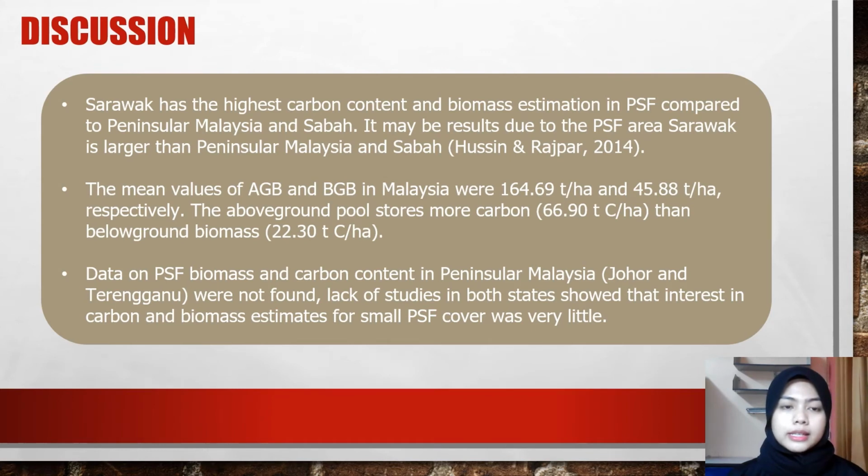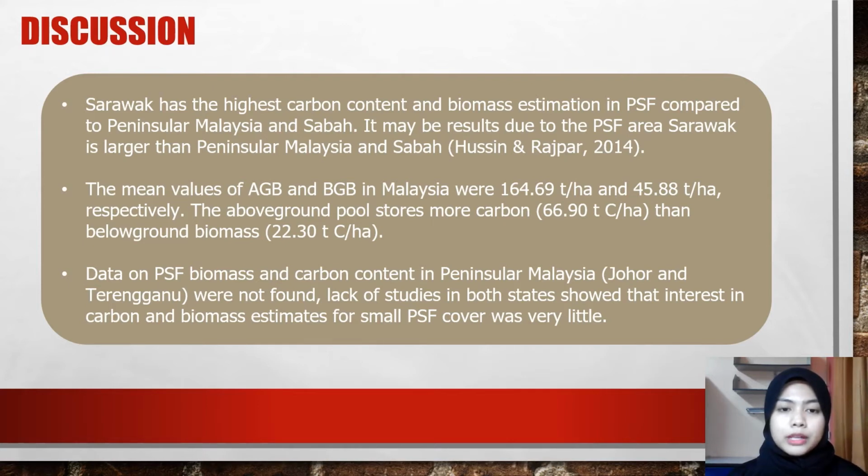So this is the discussion for my objective 1. Sarawak has the highest carbon content and biomass estimation in peat forest compared to Peninsula Malaysia and Sabah. It may be due to the peat forest area in Sarawak being larger than Peninsula Malaysia and Sabah.